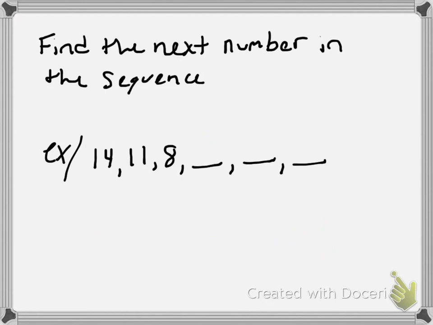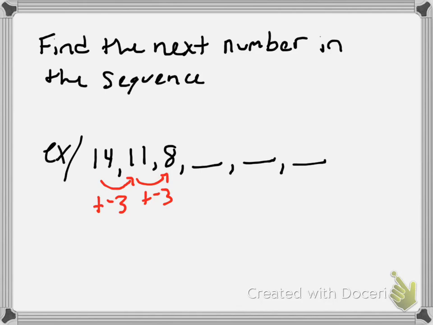Alright, so you have one or two problems in your homework where it's asking you to find the next number in the sequence. So really, all you have to do is just figure out what's happening each time. So for this one, it looks like we're adding -3, and same thing for there, we're adding -3 each time.